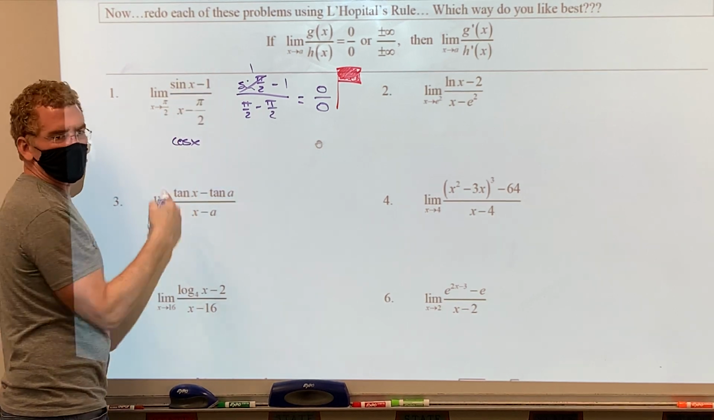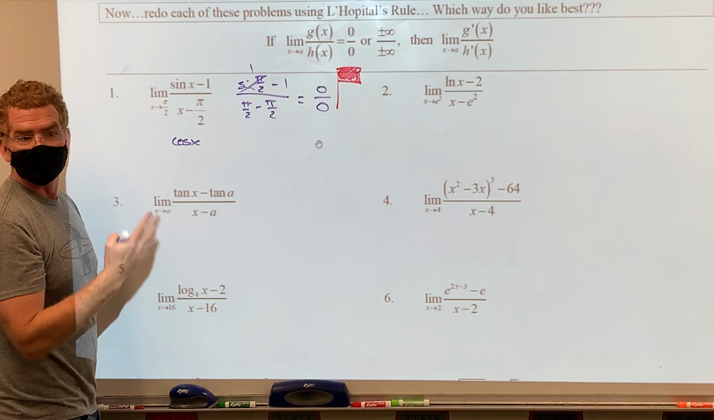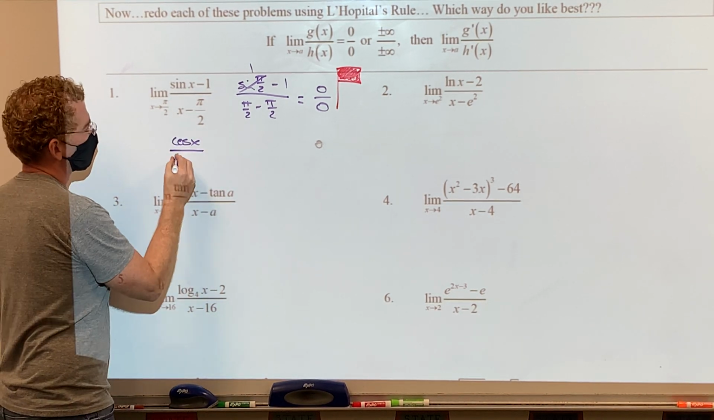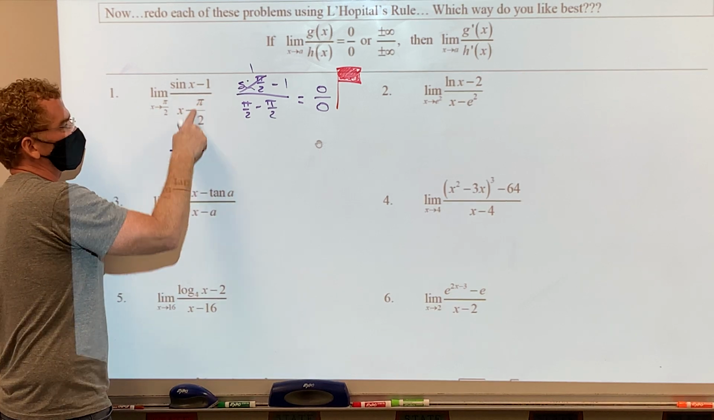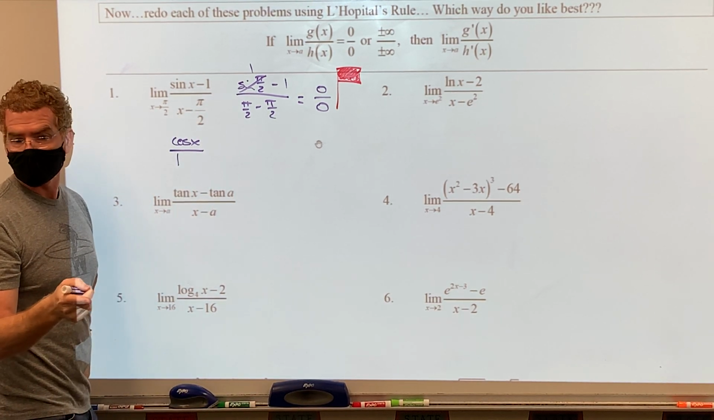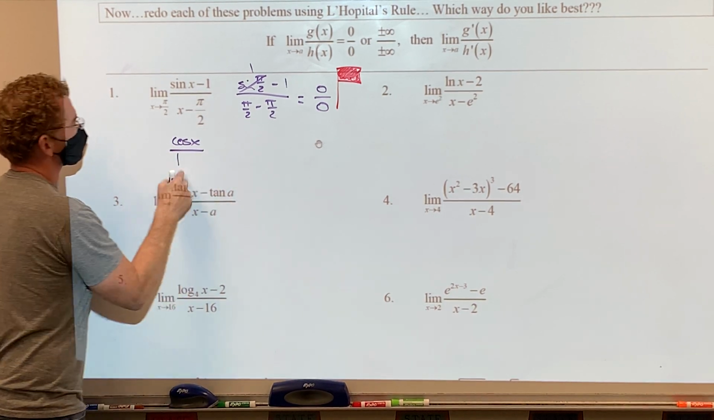Cosine x times the derivative of x, which is 1. What is the derivative of 1? 0. What's the derivative of x? 1. What's the derivative of that? 0, because pi is a constant, right? It's not a variable. So minus 0. So all I end up with is this.